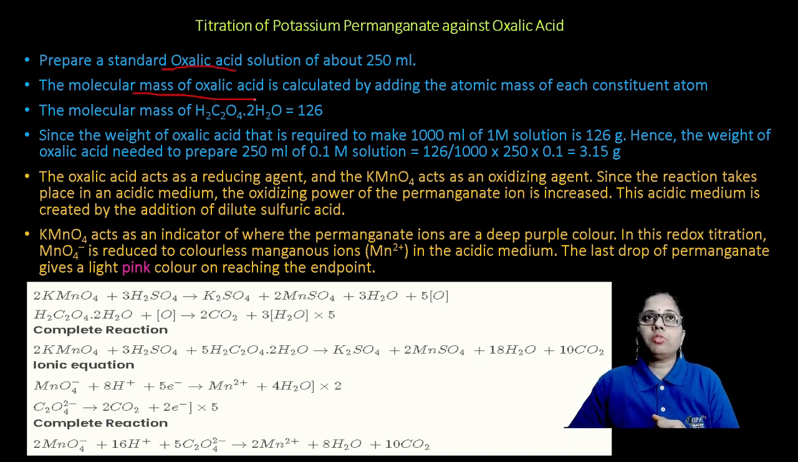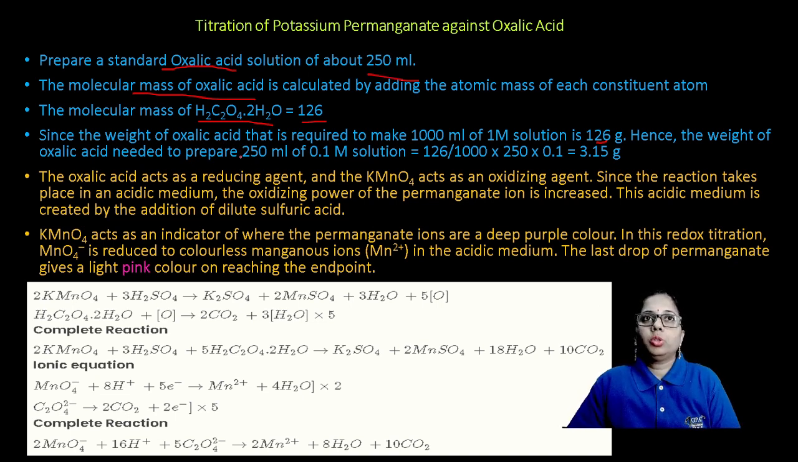The molecular mass of oxalic acid is calculated by adding the atomic mass of each constituent. The formula for oxalic acid is H2C2O4. If it is available in the dihydrate form, then the molecular weight will be 126. The weight of oxalic acid required to make 1 liter of 1 molar solution is 126 grams. Hence, we need to calculate the weight of oxalic acid for only 250 ml.